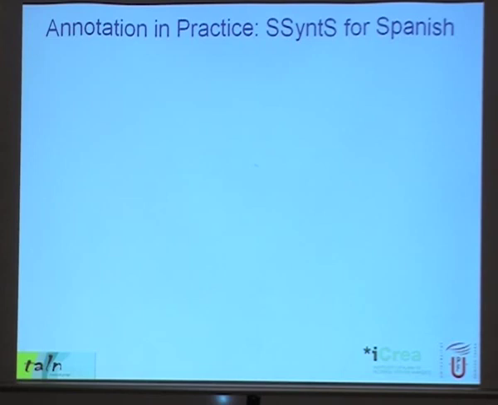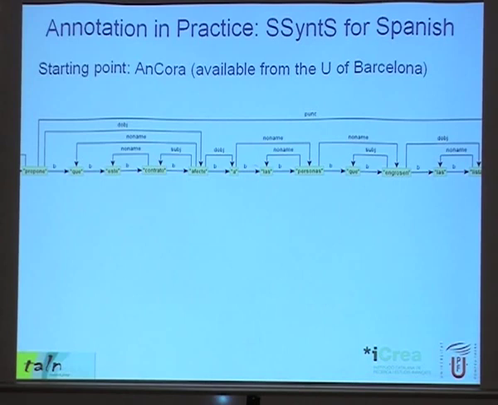Now, practice: how would we do it in reality? This is all nice, so what do we start with? I said that there are similar corpora or treebanks already available. It would be a little bit stupid to start from scratch and say, now we annotate better, but it will take us longer.